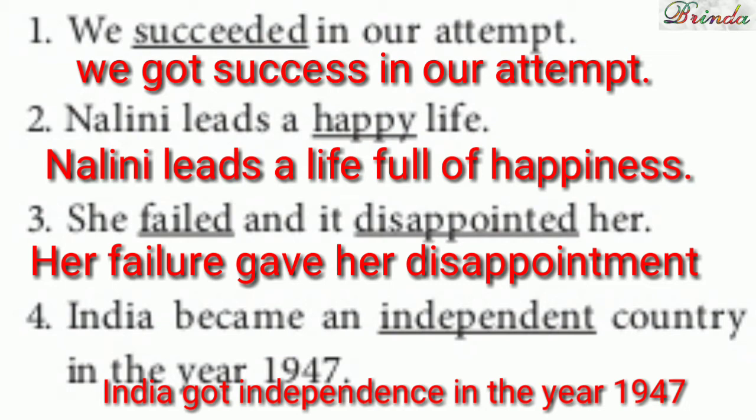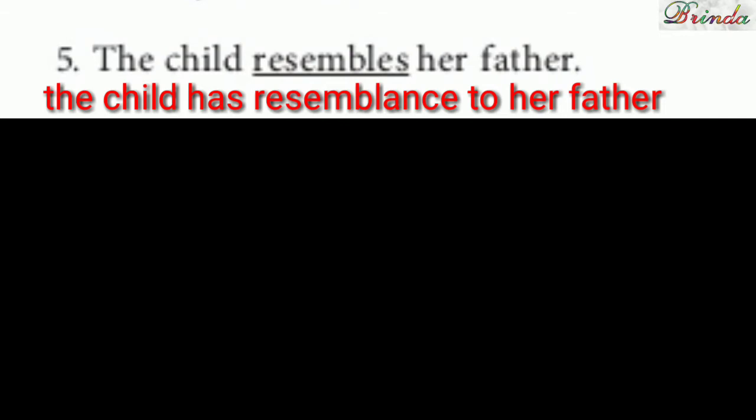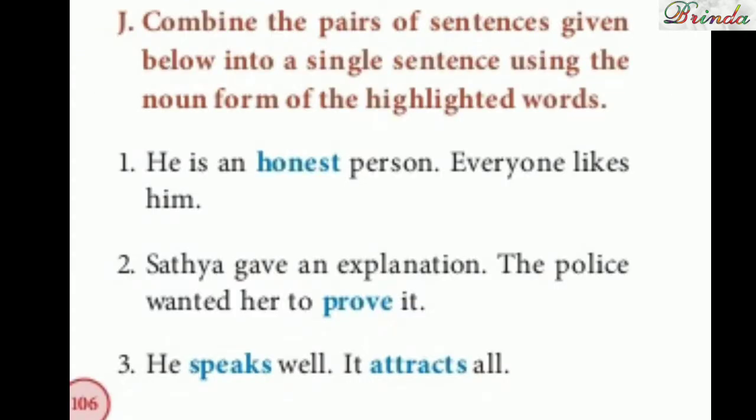Fourth one, India became an independent country in the year 1947. So answer is, India got independence in the year 1947. Fifth one, the child resembles her father. So answer is, the child has resemblance to her father. Fine, children? Okay, J section.